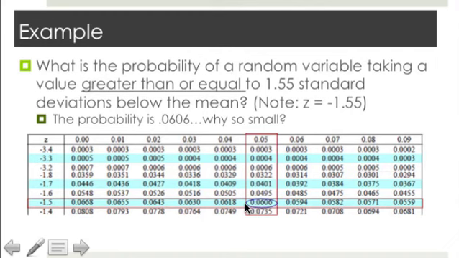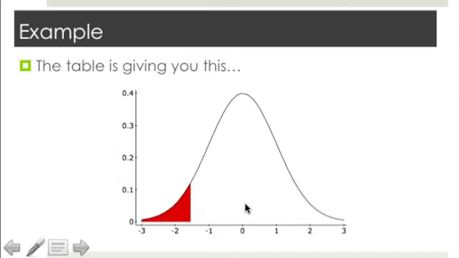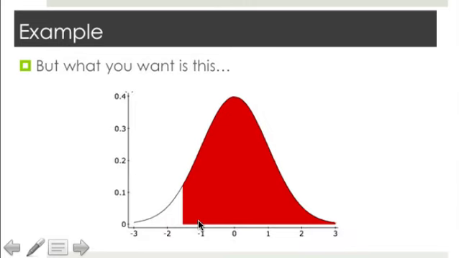Why so small? We just said that that probability should be greater than 50%. Why is it so small? Well, here's what's happening. The table is giving you this area. If this is -1.55 standard deviations, then the table is always going to give you the area to the left. So this area here is 0.0606 out of a total of 1, which is the entire area under the curve. So the table is always giving you the area to the left. But what you really want is this area, the area on the other side of that z-score of -1.55.